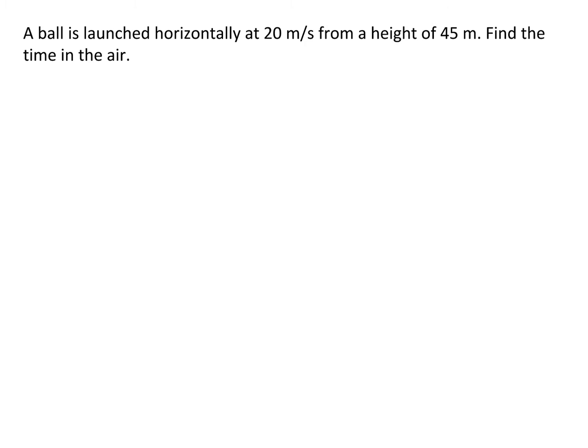So let's take a look at a situation and see how we would apply these ideas. If a ball is launched horizontally at 20 meters per second from a height of 45 meters, we should be able to find the time in the air. Even though it's traveling really fast, 20 meters per second is like 45 miles per hour, that part of its motion does not affect the fall as it comes to the ground. That's only determined by the height of 45 meters, which is also a really big number, by the way.